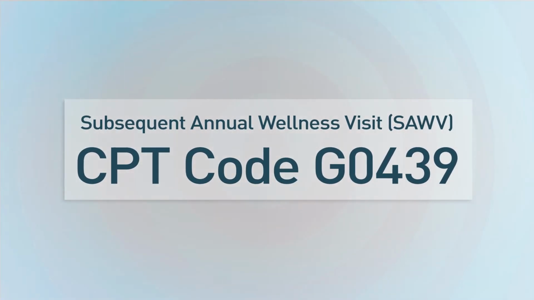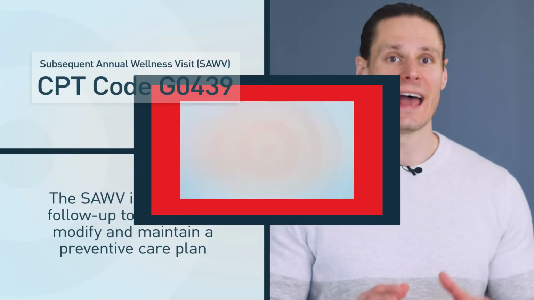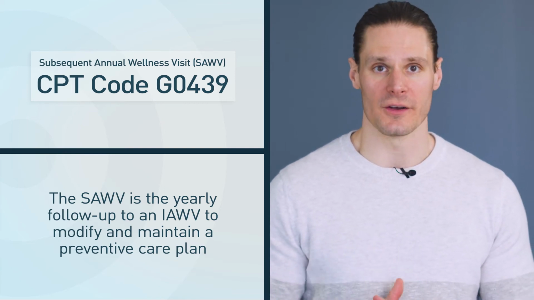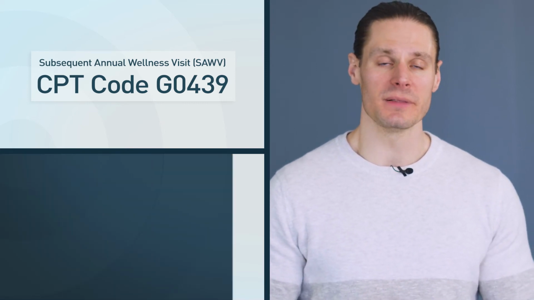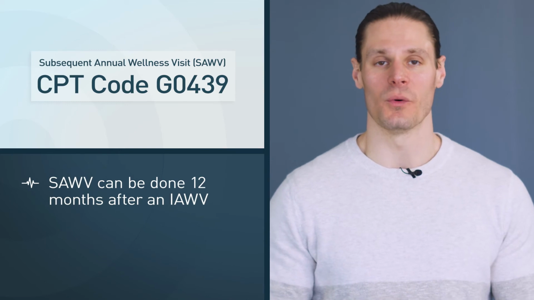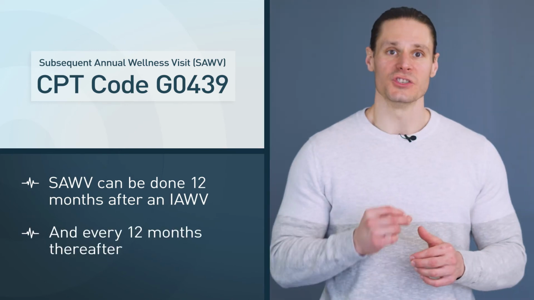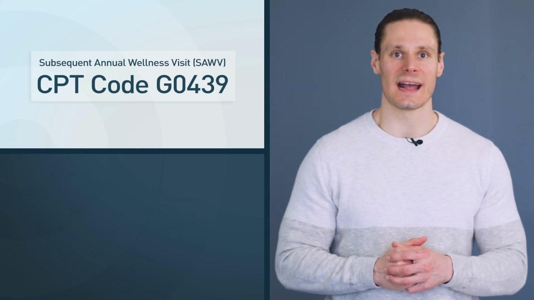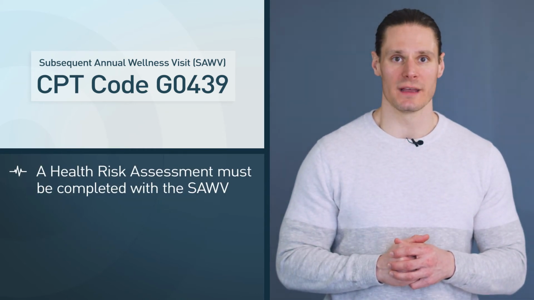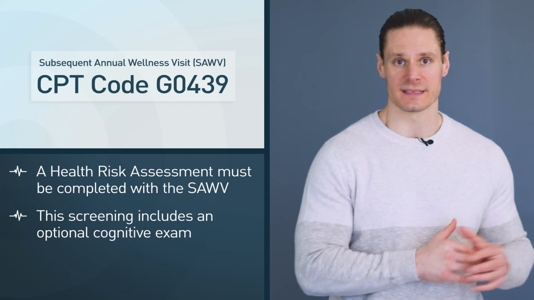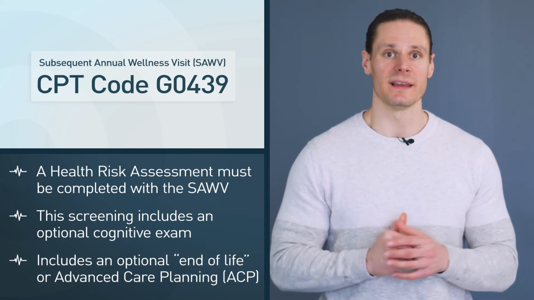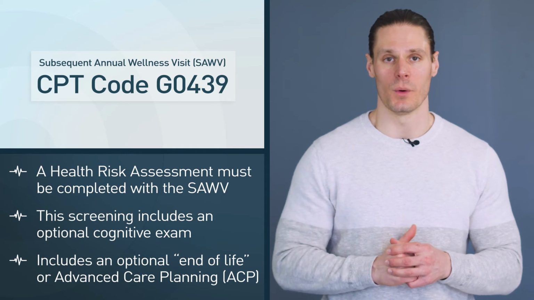Now, the last code for fee-for-service and rural health clinics that you'll need to know is the code for subsequent annual wellness visits. This CPT code is G0439. Now, this is the AWV visit that you'll do year after year, 12 months after completing the initial annual wellness exam. The G0439 code is basically the exact same as G0438. So the health risk assessment, the exam, end-of-life planning can all be done within the subsequent annual wellness visit.